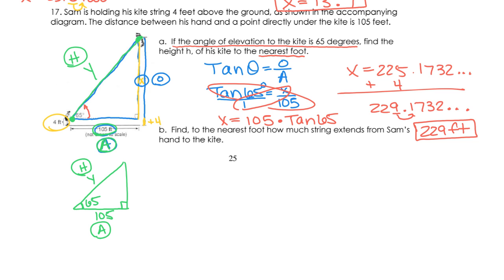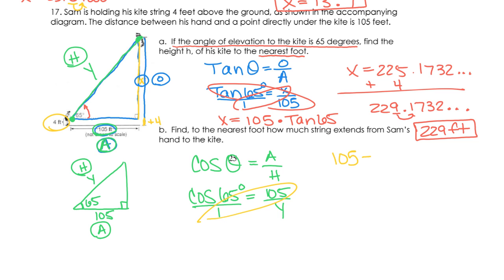And so now I can see a little bit clearer that I'm using cosine. Cosine theta equals A over H. Keep cosine, replace theta with 65 degrees. Adjacent is 105, and the hypotenuse is Y. We are still solving for a side, so we're still going to cross multiply. And we end up with 105 equal to Y times the cosine of 65. We're going to have to divide by the cosine of 65 so that Y becomes by itself on the right-hand side here.